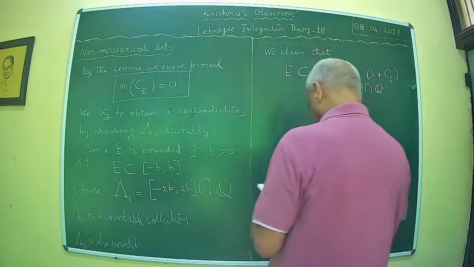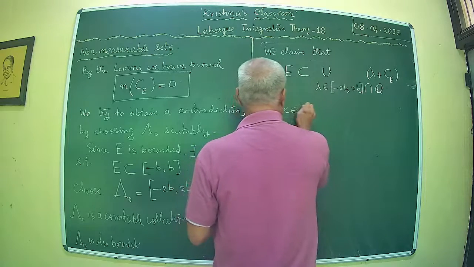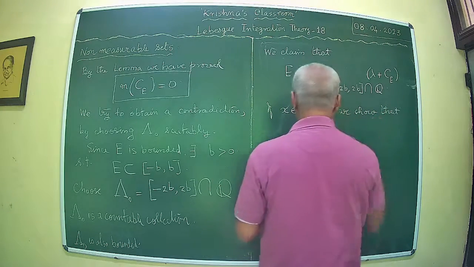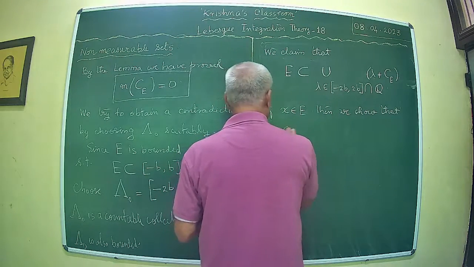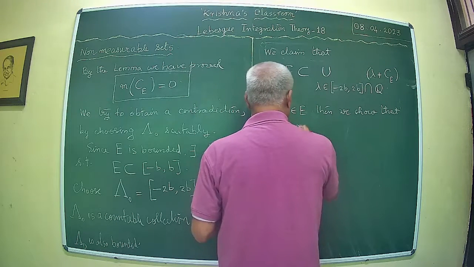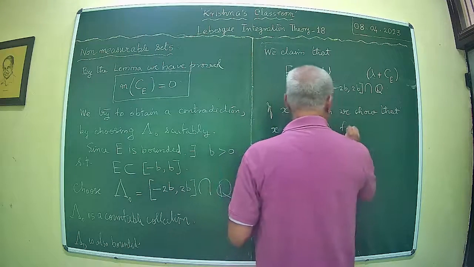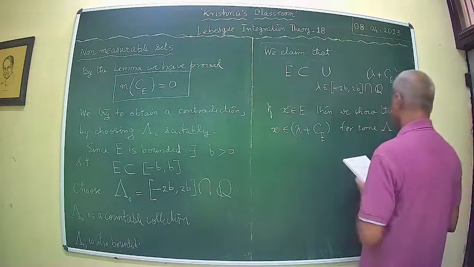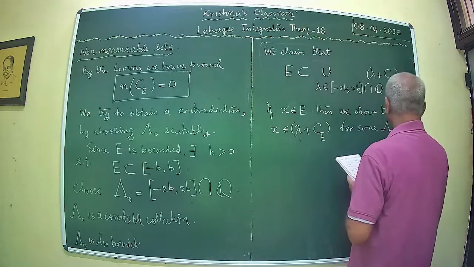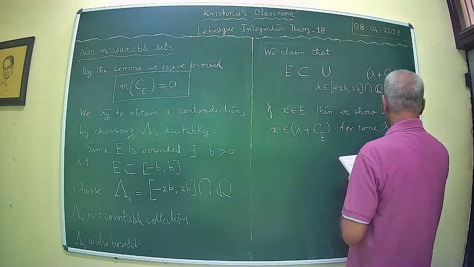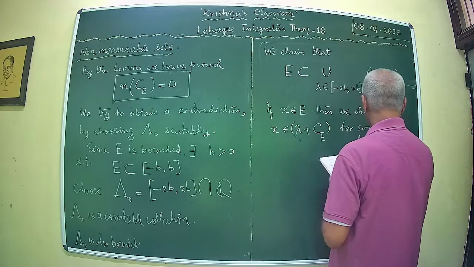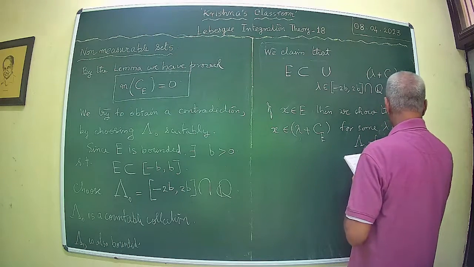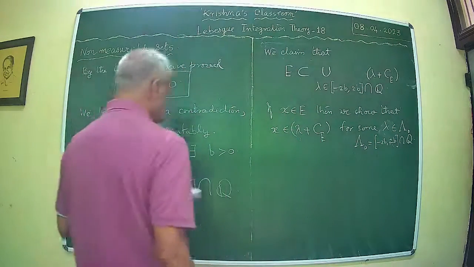Okay, right. If x belongs to E, then we show that x belongs to lambda plus C for some lambda, and lambda naught, where lambda naught is of course minus 2d. Okay. So what does this mean?